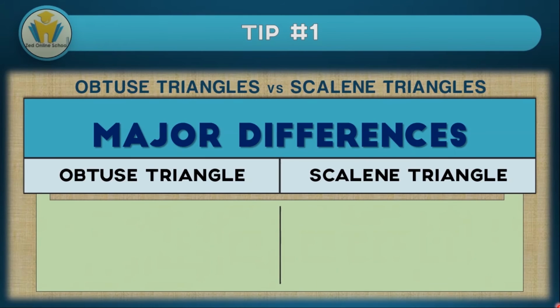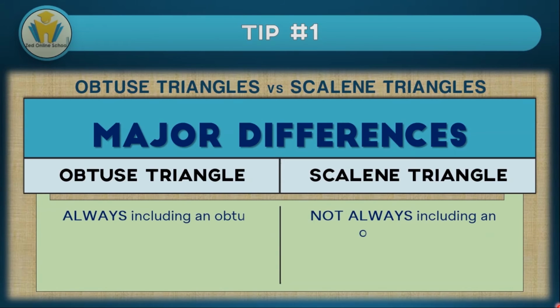An obtuse triangle will be different from a scalene triangle because an obtuse triangle always involves an obtuse angle, while sometimes a scalene triangle might not even include an obtuse angle. Right now you might be asking yourself, what is an obtuse angle? Well, this is just an angle that is greater than 90 degrees but less than 180 degrees. If the angle is greater than 180 degrees but less than 360, we call that angle a reflex angle.